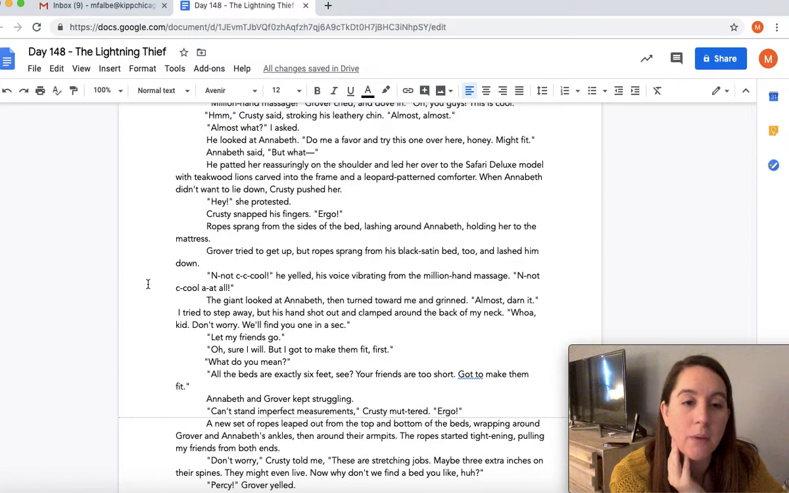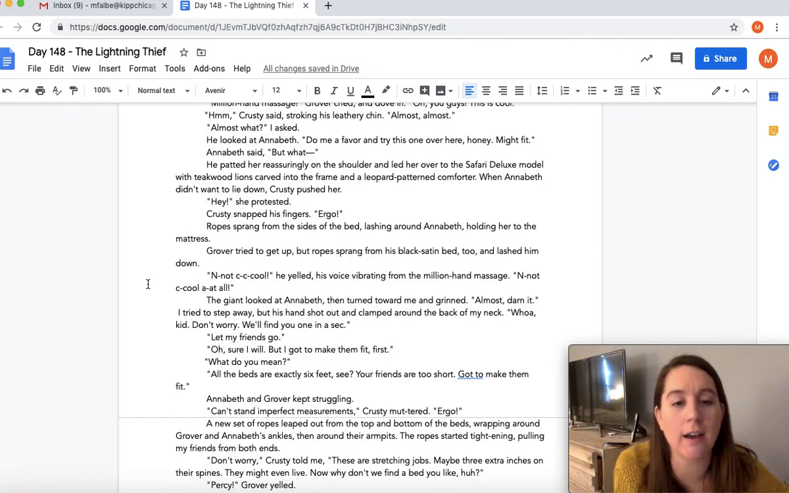When Annabeth didn't want to lie down, Krusty pushed her. "Hey," she protested. Krusty snapped his fingers. "Ergo." Ropes sprang from either side of the beds, lashing around Annabeth, holding her to the mattress. Grover tried to get up, but the ropes sprang from the black satin bed too, and lashed him down. "Not cool," he yelled, his voice vibrating from the million hand massage. "Not cool at all." The giant looked at Annabeth and then turned toward me and grinned.